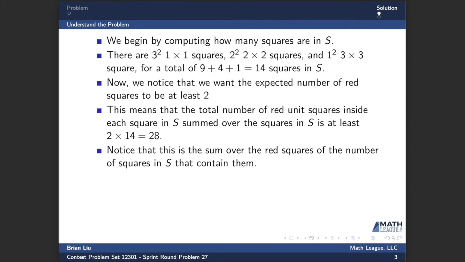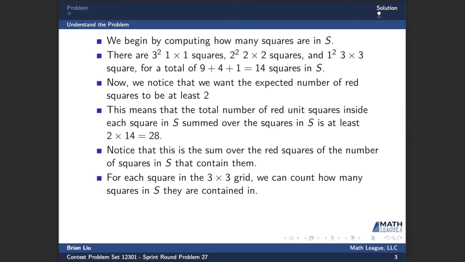How do we calculate the total number of red squares inside of each square? Well, we can imagine it as either we're counting red squares contained inside of squares in S, or we can count squares in S that are surrounding red squares. Essentially we're changing what we're counting by. So here we can count in terms of red squares instead of squares in S. And what does this mean exactly? Well, essentially for each square, we want to see how many squares in S contain them, and then we add up that value over all of the red squares.